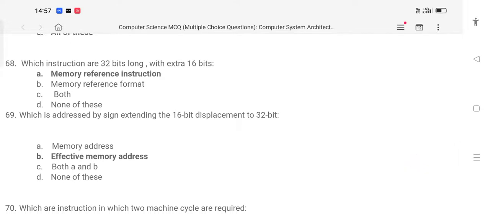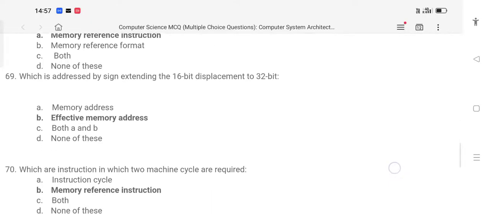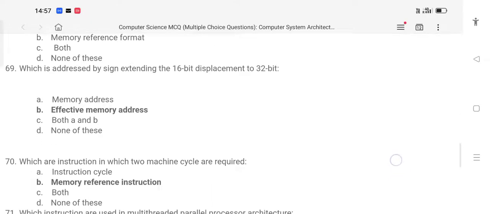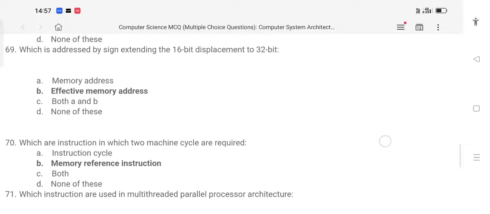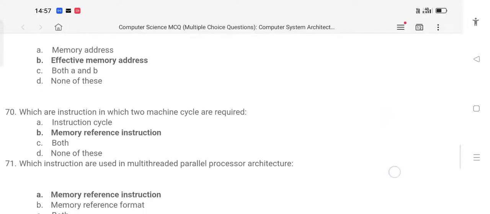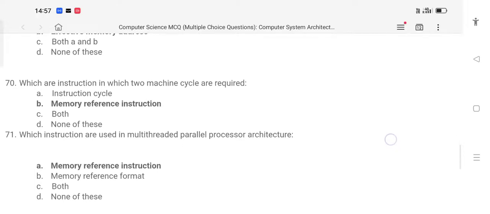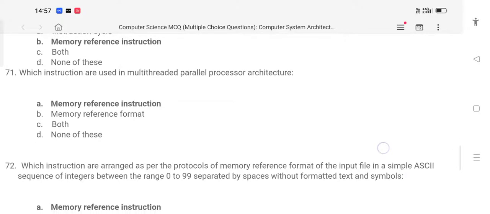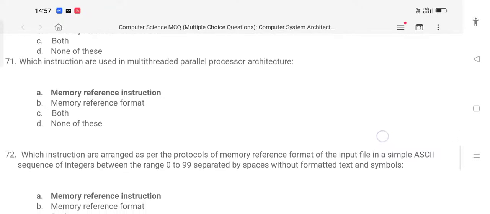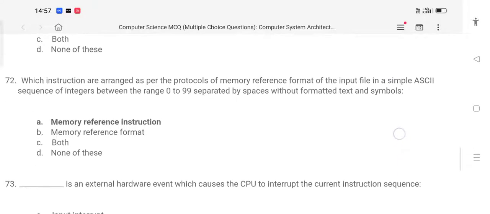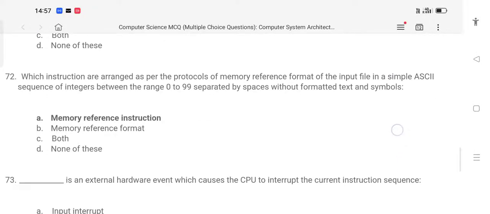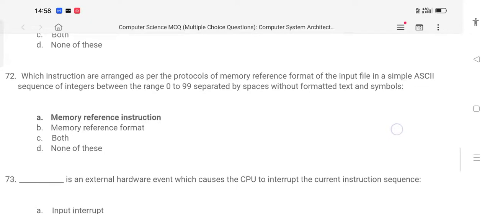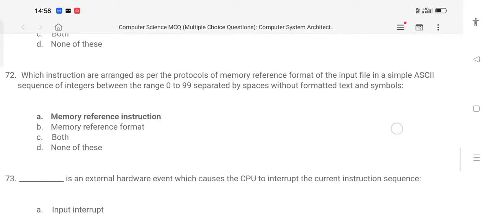Which of the instructions is 32 bits long with an extra 16 bits? Memory reference instruction, which is addressed by the sign extending 16-bit displacement to a 32-bit effective memory address. Which instruction requires two machine cycles? Memory reference instruction. Which instructions are used in multi-thread parallel processor architecture? Memory reference instruction. Which instructions are arranged per protocol memory reference format of the input file in simple ASCII sequence of integers between the range 0 to 99 separated by spaces without formatting text and symbols?